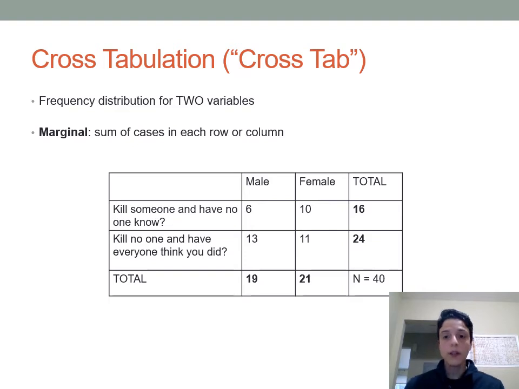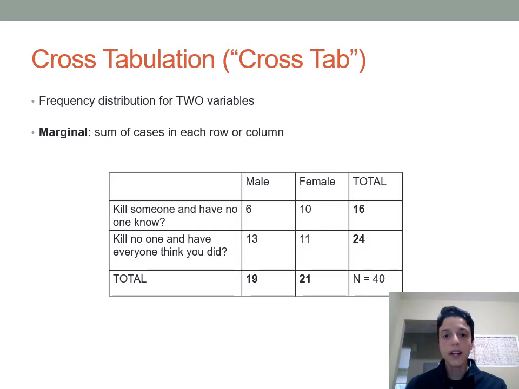We also have what we call marginals that I've now added to the crosstab in that column on the right and the row on the bottom. And the marginal is the sum of cases in each row or column. So if you look at that top row there where it says kill someone and have no one know, 6 guys in the class gave that answer, 10 ladies in the class gave that answer, and in total of people who responded to this question, 16 people gave that answer.